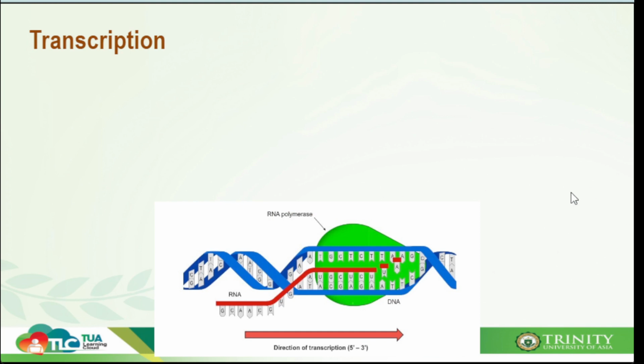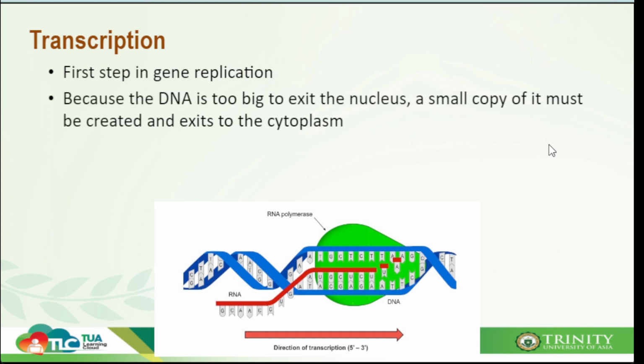So now let's go to transcription. Transcription is the first step in gene replication. Remember that. I think I asked that in the exam. First step in gene replication. So because the DNA is too big to exit the nucleus and form a protein, a copy of the DNA should be made, and it will be the one to exit the nucleus and go to the cytoplasm. Basically, that is the process of transcription, making a copy of the DNA so that it can go to the cytoplasm and create the needed protein.